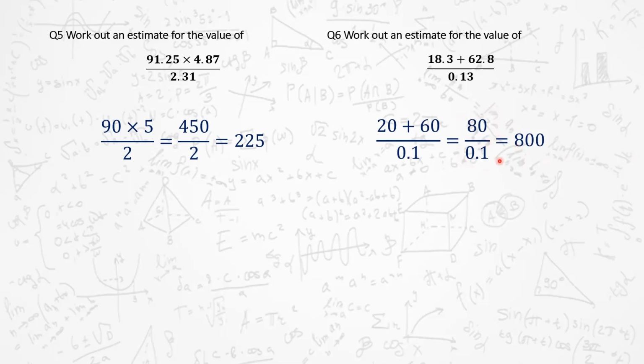Again, think about how many 0.1 in 1. There are 10. So how many 0.1 in 2? There are 20. Therefore, all you need to do is times the top number by 10. 80 times 10 gives us 800.